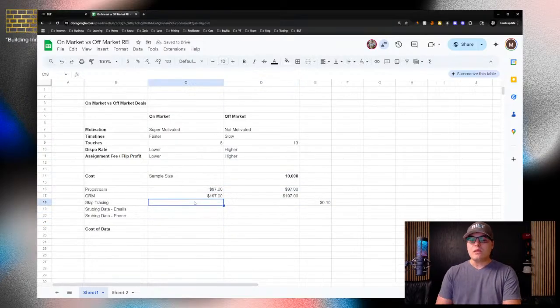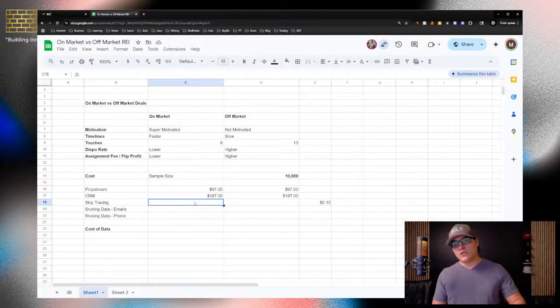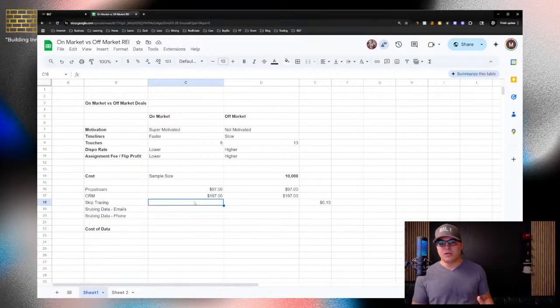So based off this, just looking at this, if we look at on-market deals and off-market deals, the only ones that need to be skip traced, if you're using a tool like PropStream or an alternative, are going to be your off-market leads. The seller's information, the seller's phone number, the seller's emails, and maybe relatives and so forth, right? It can get pretty costly, right?